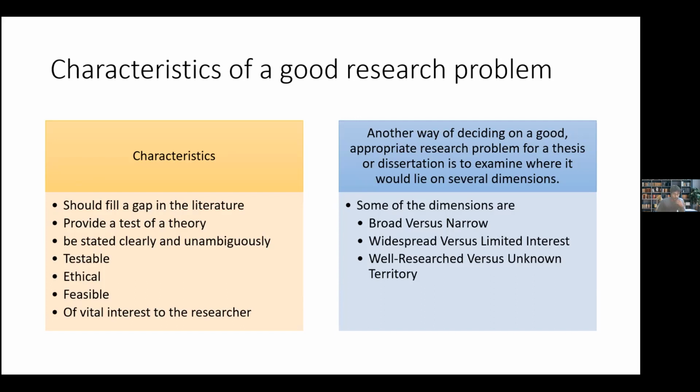So it should also provide a test of a theory. So if it is able to test a theory, that is again a good research problem. And to test that, it should be stated clearly and unambiguously. It should not be stated like, let's say, taking a particular drug leads to a lot of things. You should say what things. So if, let's say, taking caffeine leads to alertness, that is clear and unambiguous.